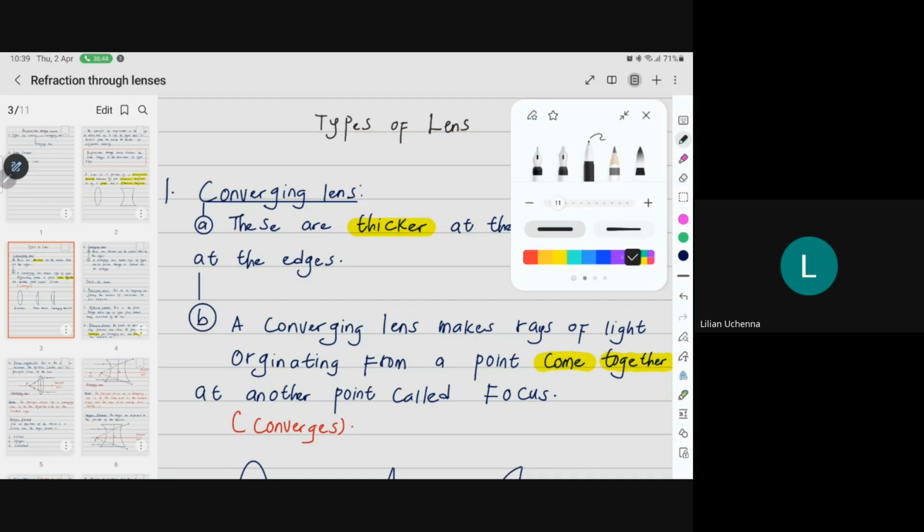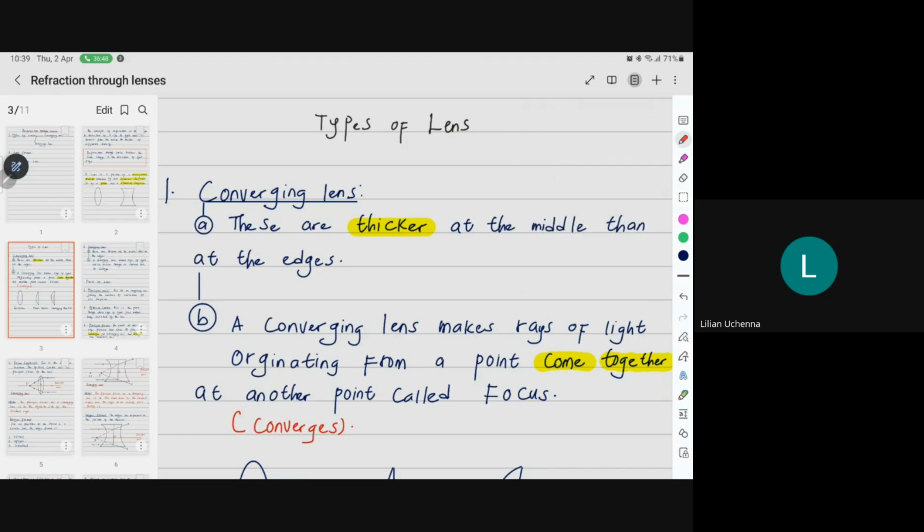What are the different types of lens that we have? We have the converging lens and we have the diverging lens. But let's first consider your converging lens. Converging lenses are thicker; they are actually thicker at the middle. Are we there?